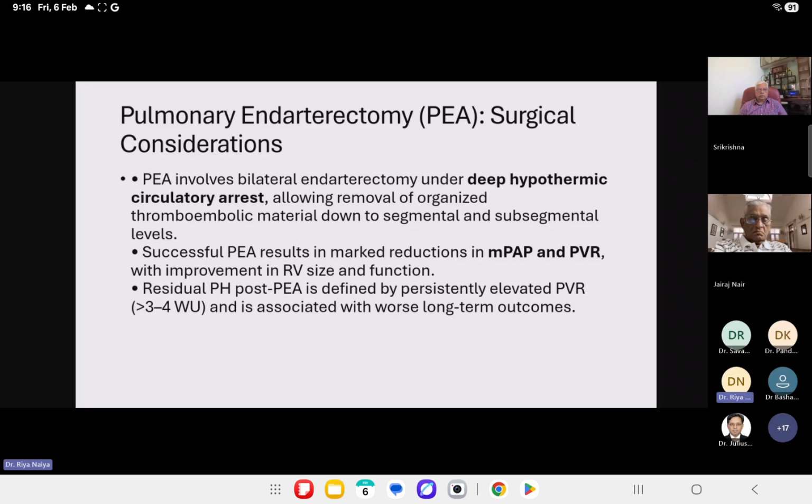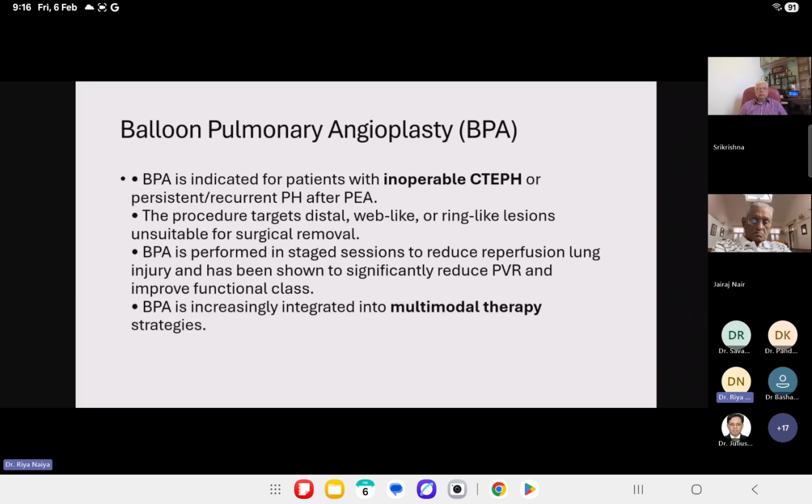Balloon pulmonary angioplasty is indicated in patients who have inoperable CTEPH or have persistent or recurrent PH even after PEA. The procedure targets distal web-like or ring-like lesions which are unsuitable for surgical removal. BPA is performed as staged sessions to reduce reperfusion lung injury and has been shown to significantly reduce the PVR and improve functional class. BPA is increasingly being integrated into a multimodal approach towards treatment of pulmonary hypertension.